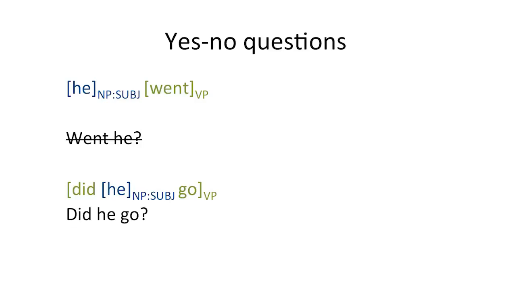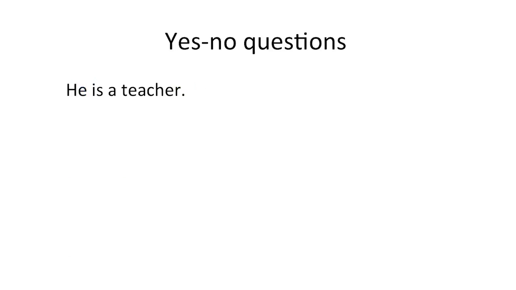But once we've done that, the main verb can't stay in the past tense too. We can't say, did he went? Instead, we have to use go, the base form of the main verb. And this is because we can only have tense in one place in the clause, and it always has to be on the first verb. We'll get back to this when we talk more about tense later in the course.